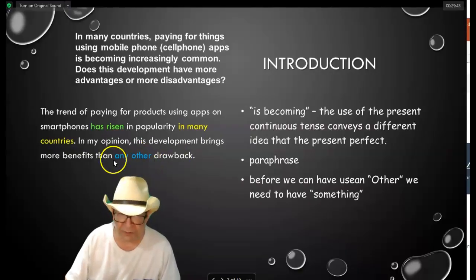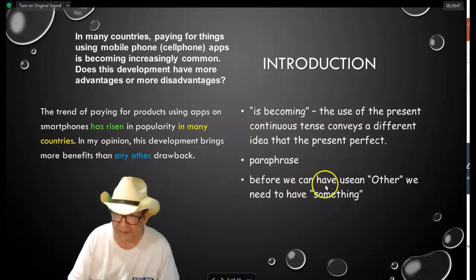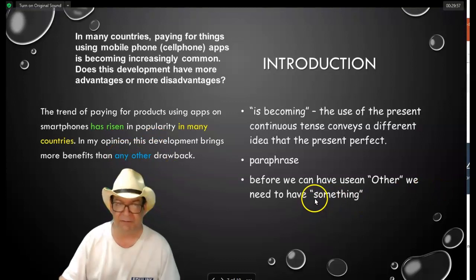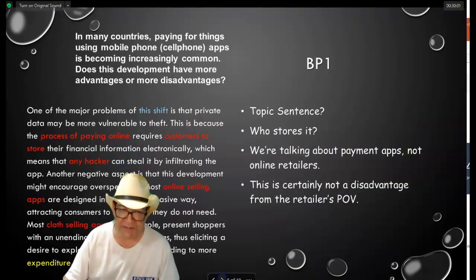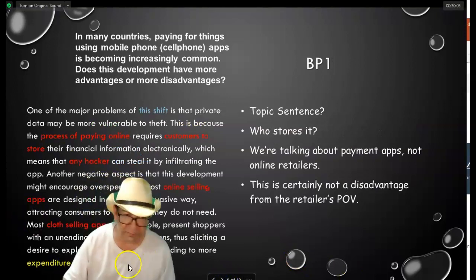It's confusing. I don't know what to define. It has more benefits than disadvantages. Just go with that. Before we can have "other" in many countries, before we can use "other," "here," "any other," we need to have a "something." You have to have a something before you can have an other. Hope that makes sense.